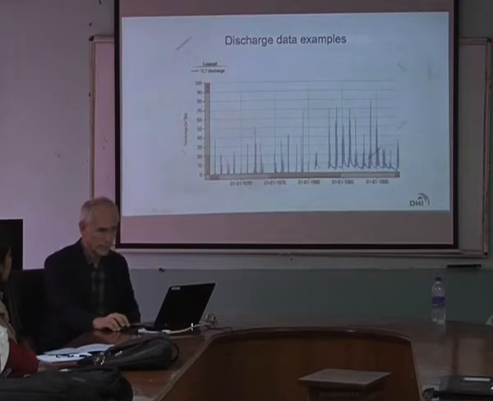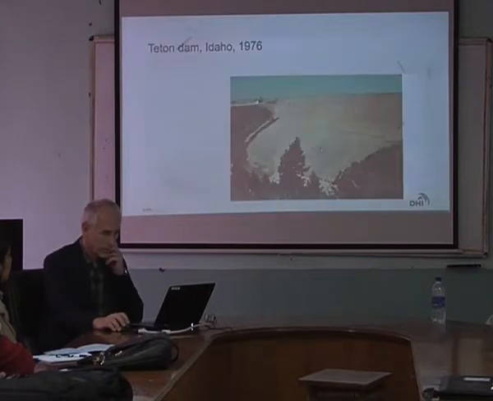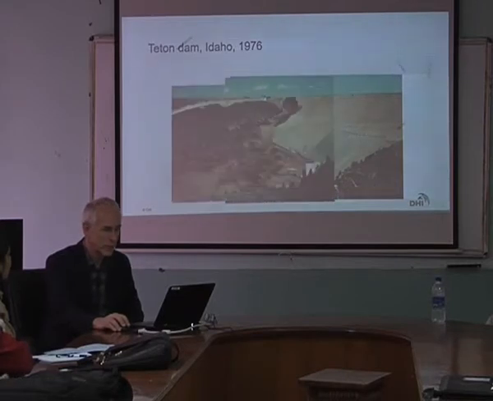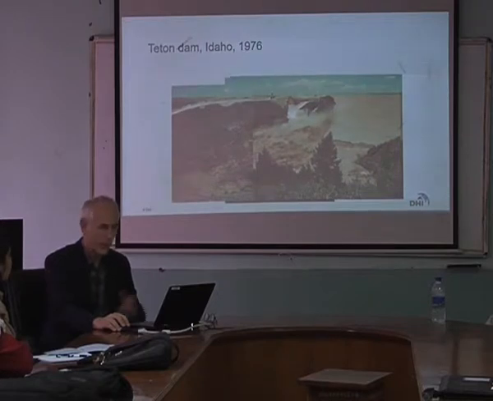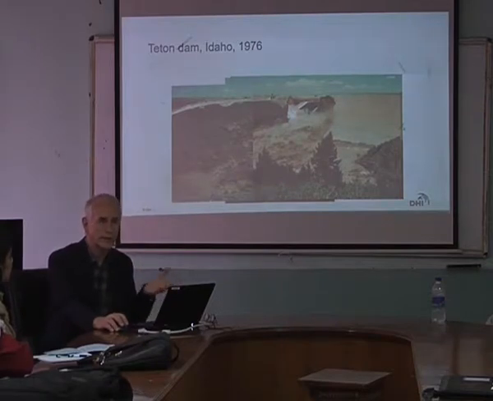Here again, this might be right, but not both of them. Right? So what are the consequences of wrong data? Well, this is the Teton Dam in the US, and this is what happened in 1976, that it failed. Whether this was wrong data, I don't know. But if you use that data as a basis for design, things may go very wrong.